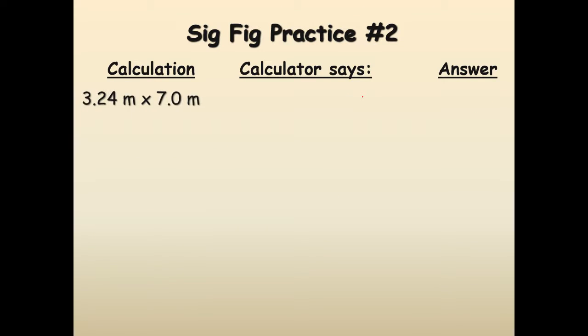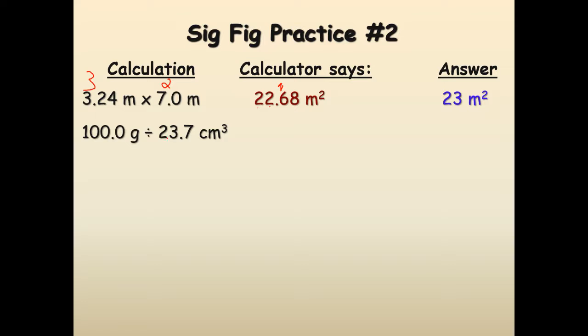Okay, here's some practice. 3.24 times 7.0. Like I said, you do the calculation the same. This is what the calculator says, but what should our actual answer be? Well, 3.24, so 1, 2, 3, it's got a decimal, so that's 3 sig figs. 7.0 is 2 sig figs. Our fewest number of sig figs is 2, so our final answer can only have 2 sig figs. The number after that last one is a 6, so it rounds up. So that's going to be 23.